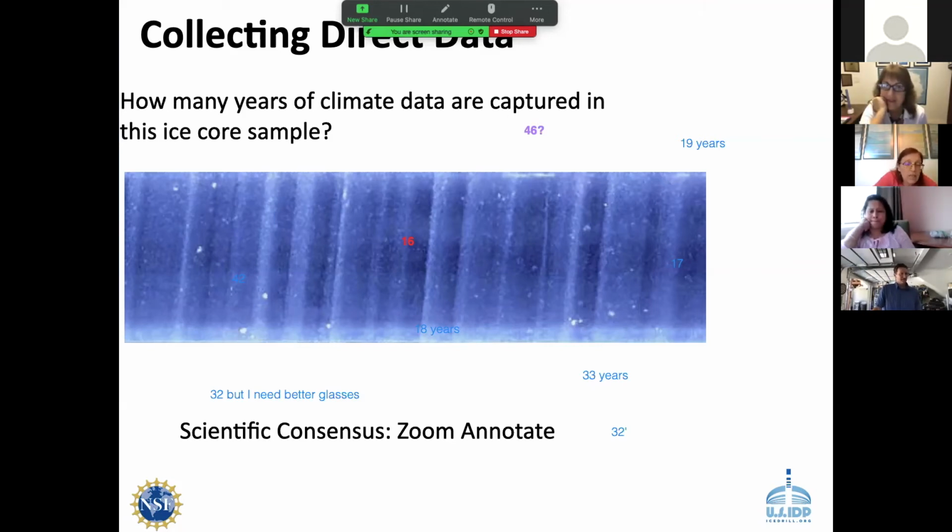I think there's a lot of variation in the winter snow thickness. So for me, I got 33 there. It had to do with trying to guess whether I was looking at one very thick band or two. If there was light in between it, I split it. I didn't consider it to be a single band of winter snow.